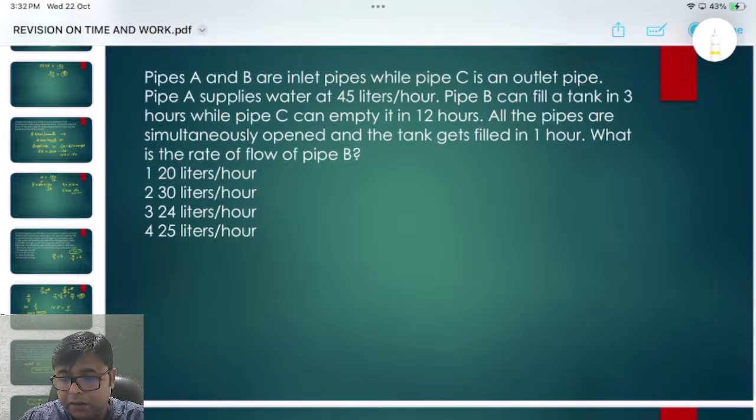Yes, mine. It's the first option. Waiting for others to answer. Yeah, that can be done also. Yes, 20.